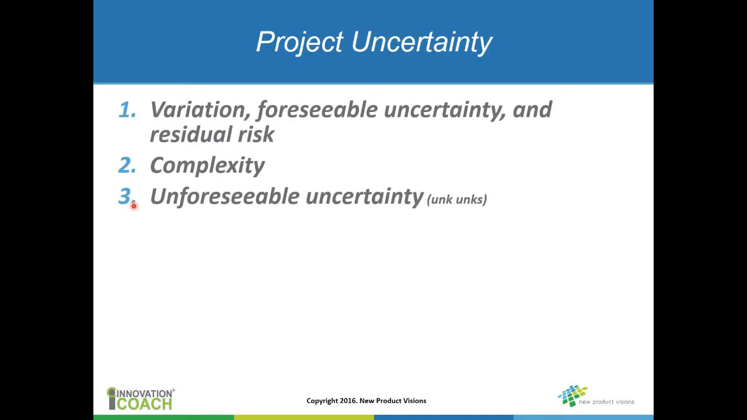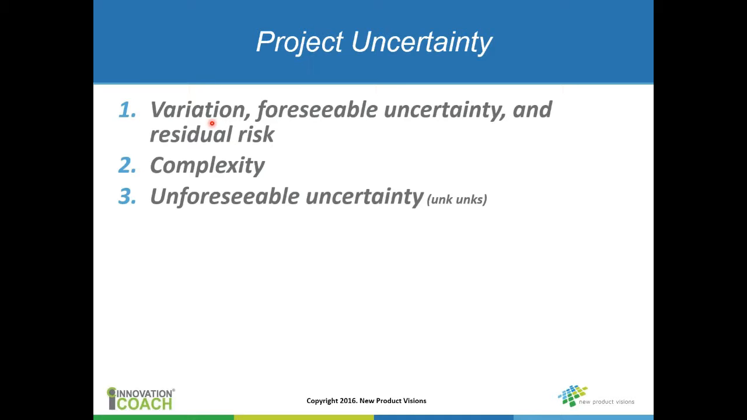One is the concept of task variation plus what we call foreseeable uncertainty, and then whatever's left over is residual risk. Task variation is simply when we create a schedule. It consists of a number of different tasks. Each of those tasks is really not a specific number. It's really a number plus or minus something. So for instance, we predict that it's going to take us 2 weeks to get something from a vendor. It's really 2 weeks plus or minus something.